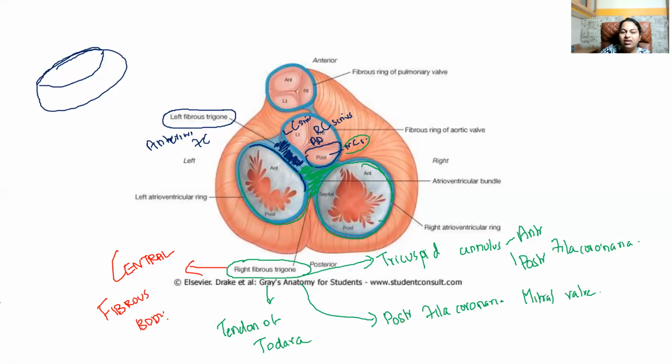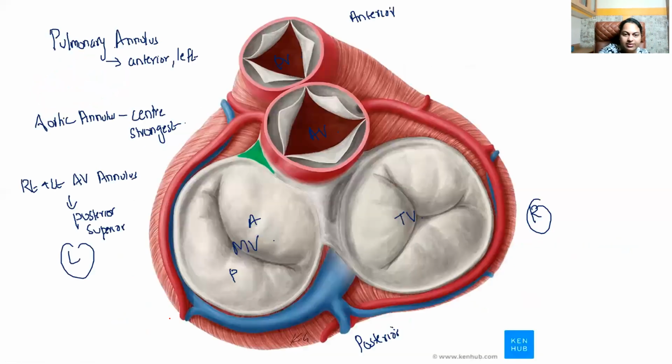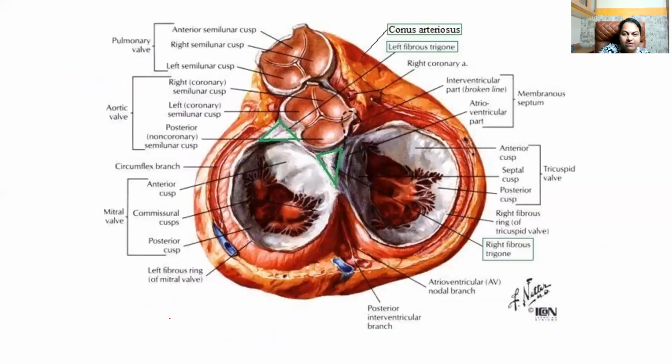So what is the clinical importance of the fibrous skeleton of the heart? Whenever you make any suture on the heart, it's not on the musculature or on the conducting system, but over the collagenous tissue, okay? So that it's held tight.